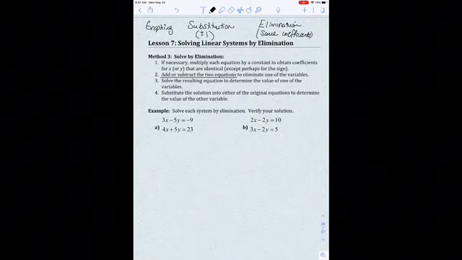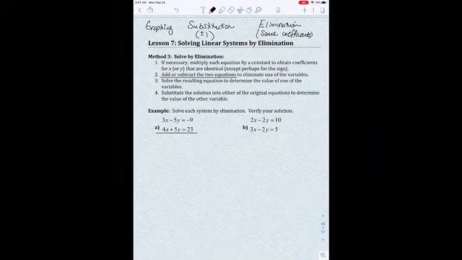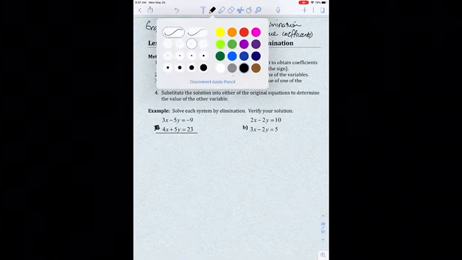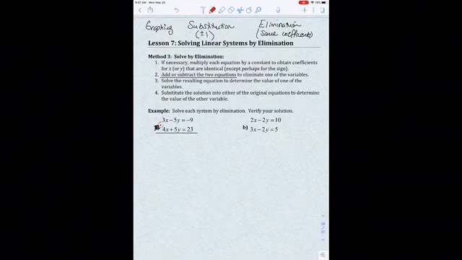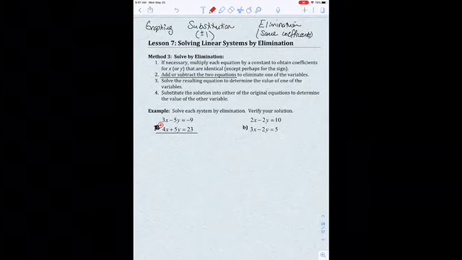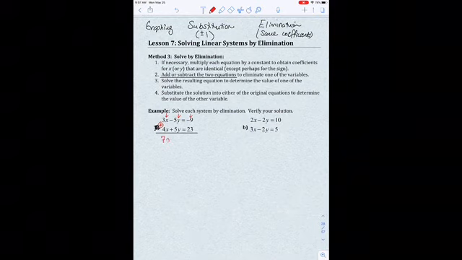one of the variables. So if we just pop down to question A, we've got 3x minus 5y equals negative 9 and 4x plus 5y equals 23. If I just write a little adding bar underneath there, I want to add these equations. Now, if I add these up, I've got 3x plus 4x. I'm just going to add them in a vertical column. 3x plus 4x, so that's equal to 7x.